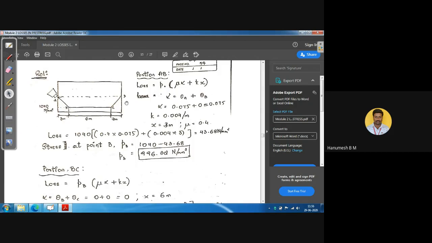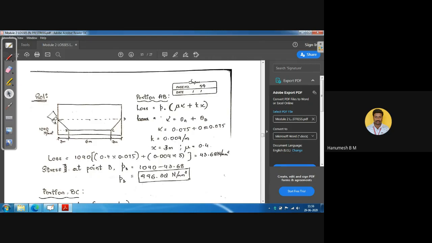So that we can easily calculate the stress at D point. And also he has told to calculate the stresses, that is losses in the cable, where the cable profile is going to change. Means at the B point and at C point, we need to calculate the loss due to friction. First, I am going to consider the portion AB. For the AB portion we have the frictional loss equation, that is loss is equal to P naught into mu alpha plus Kx. This equation remains the same for all the cable profiles.